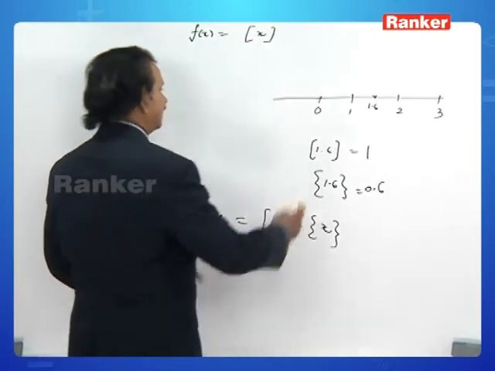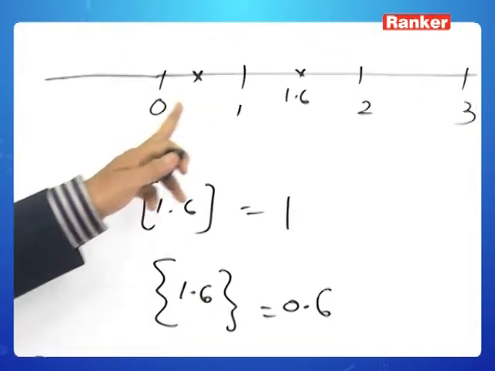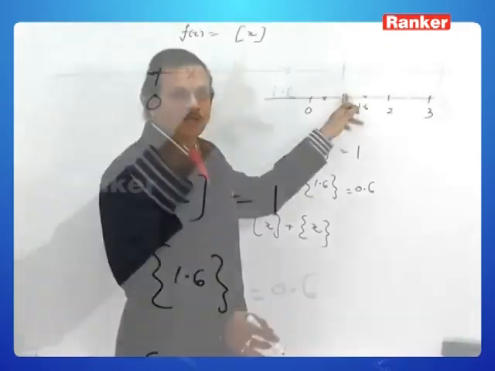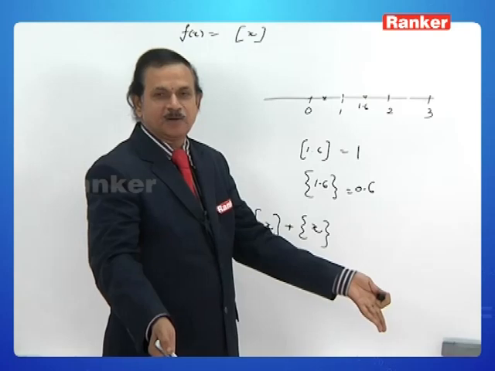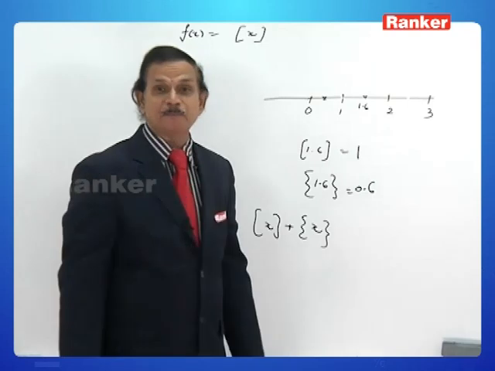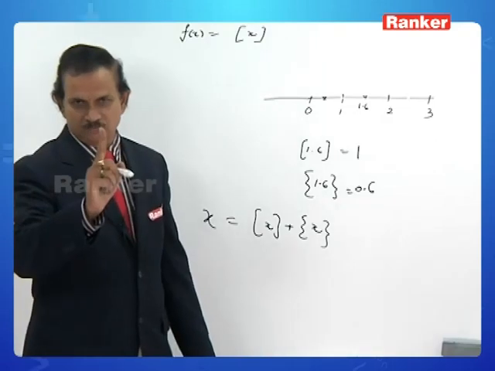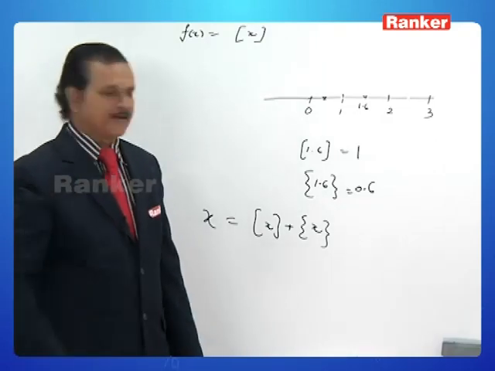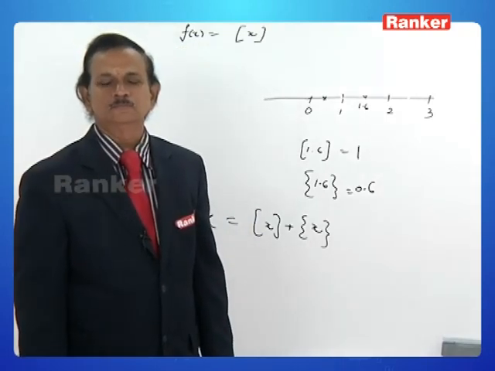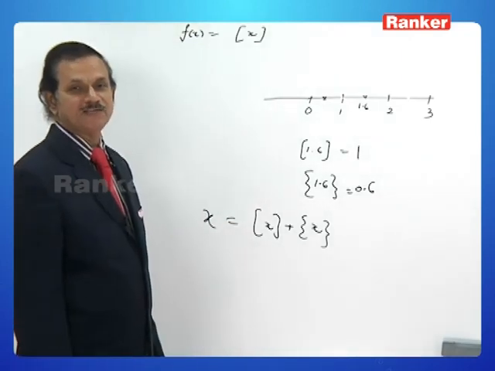Suppose some point is here. What is the integral part of this? 0. What is the integral part of a number like here? 2. What is the integral part of 1? 1 itself is an integer, hence the integral part is 1. What is the integral part of 3? 3. Integral part of 2? 2. Integral part of 1.99999999999 is 1, but not 2. Integral part of 2.000000001 is 2. Isn't it? This is the nature of this function, that is integral part of x.